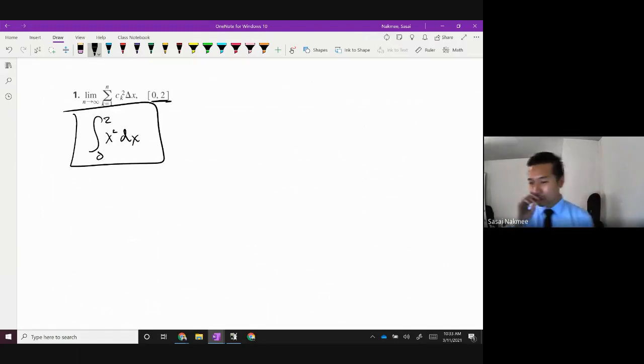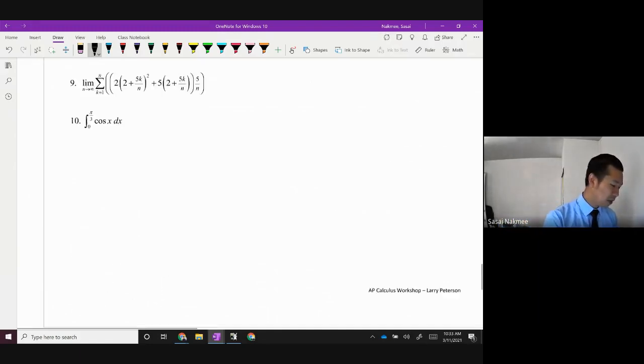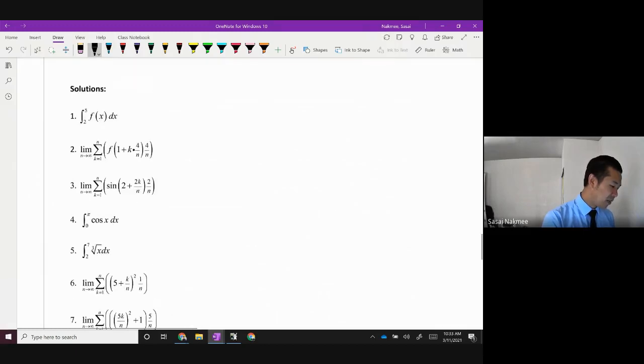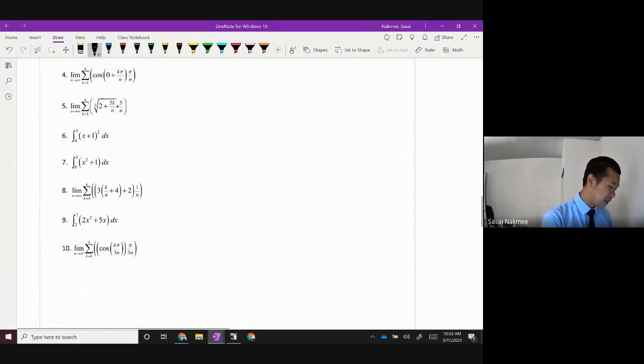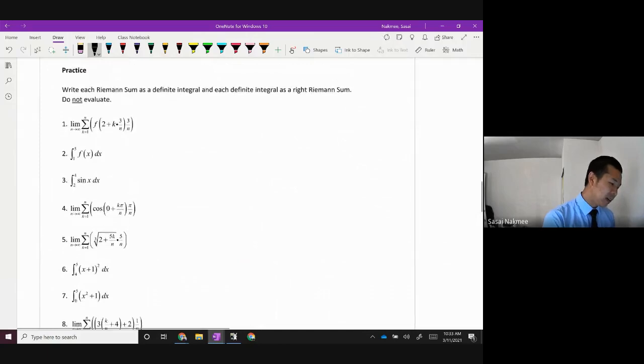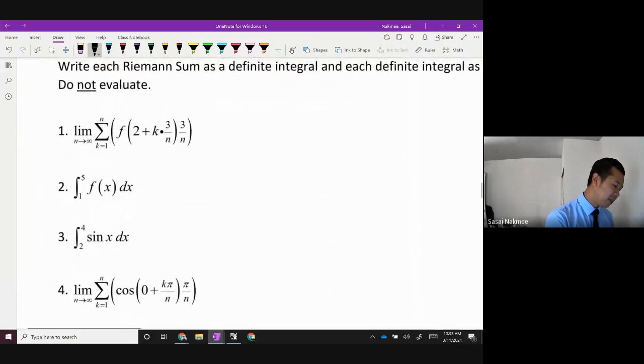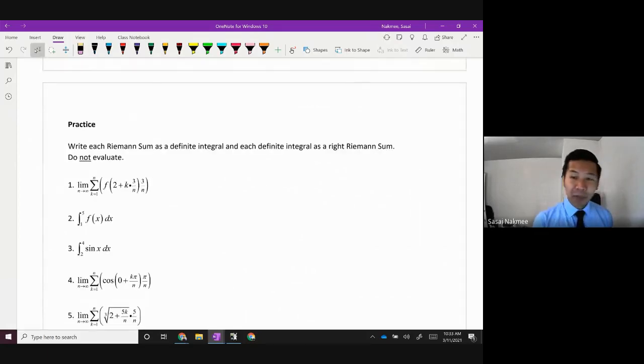This is easier than the ones that we were doing in here. So 1 through 7 should be easy for your homework. Practice doing it with my notes. Honestly, you should just practice with these. If they give you a Riemann sum, that's what number 1 is, write it as an integral. If they give you an integral, practice writing it the other way.